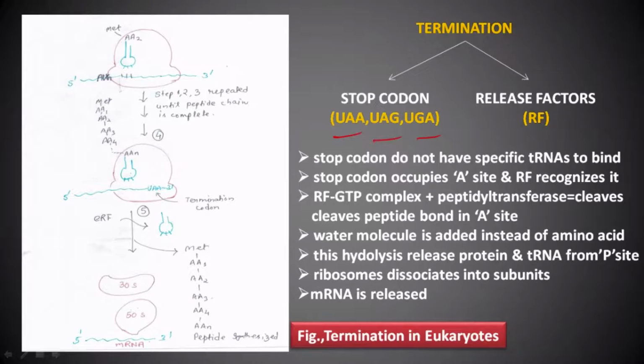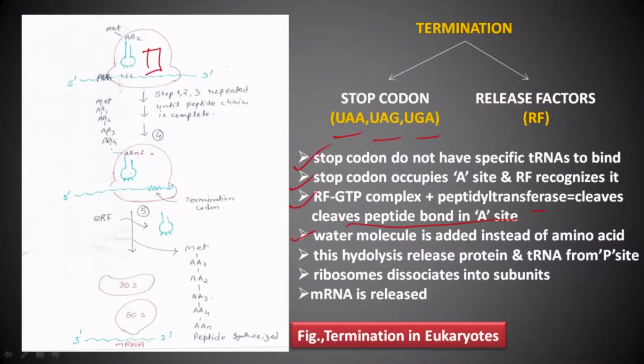So here you can see the stop codons do not have a specific tRNA. When the stop codon occupies the A site, the release factor, RF, recognizes it. Then an RF and GTP complex is formed, which in association with peptidyl transferase cleaves the peptide bond in the A site. Then a water molecule is added instead of an amino acid. So this hydrolysis releases the protein and tRNA from the P site.